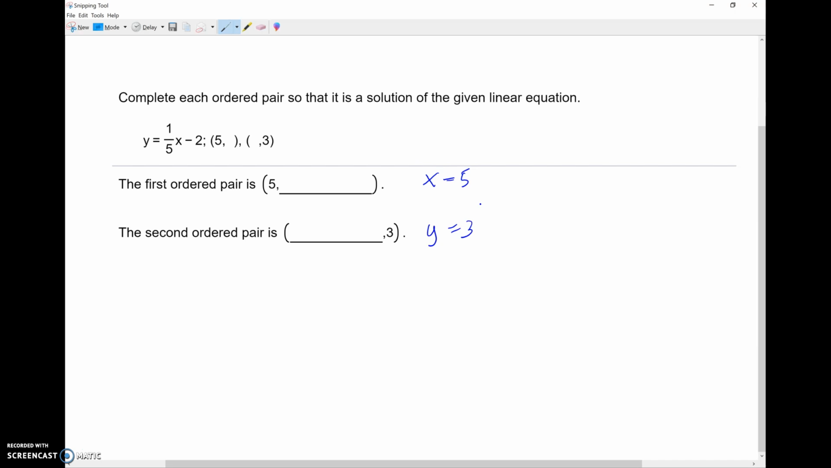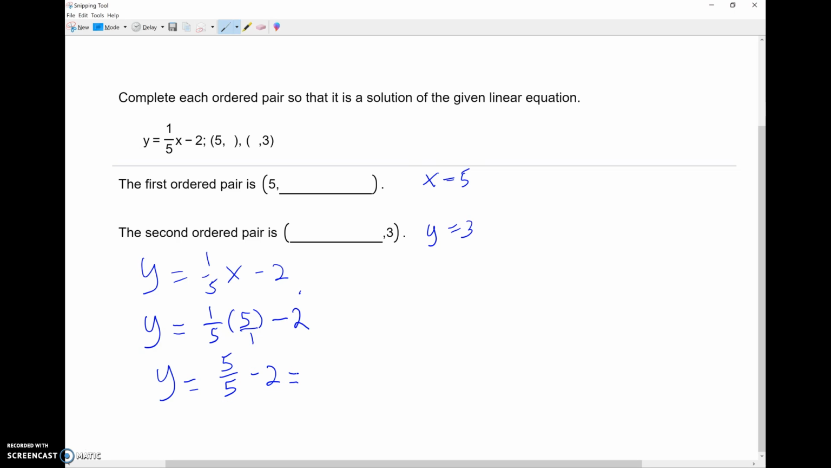So we know that the equation is y equals 1/5 x minus 2. In order for us to solve for y for the first ordered pair, all we have to do is substitute. So we have y equals 1/5 times 5 minus 2. And we notice that we have 1/5. We can make 5 into an improper fraction, 5 over 1. So we have 5 times 1 is 5 over 5 minus 2. So therefore, 5 divided by 5 is 1 minus 2, so y would be negative 1. So the first ordered pair is 5 comma negative 1.